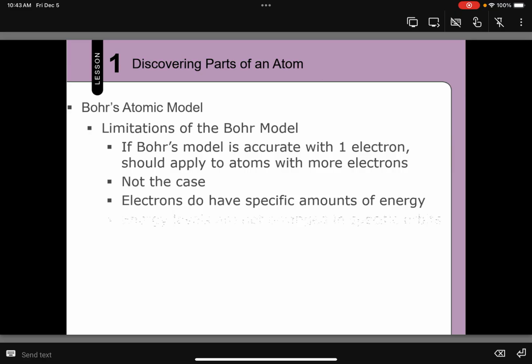There were some limitations to Bohr's model. If Bohr's model is accurate with one electron, it should apply to atoms with more electrons. However, they found that was not the case. They did find out that electrons have specific amounts of energy, but those energy levels are not arranged in specific orbits.